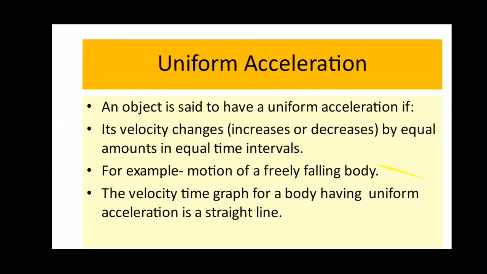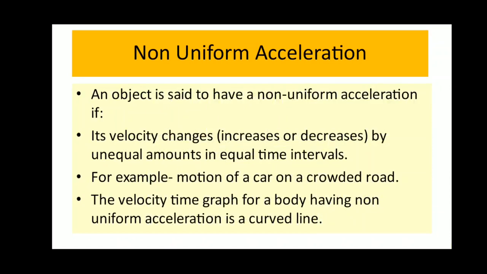Now talking about non-uniform acceleration. An object is said to have a non-uniform acceleration if its velocity changes, that is increases or decreases, by unequal amounts in equal intervals of time. For example, motion of a car on a crowded road. The speed or velocity of a car running on a crowded city road changes continuously. At one moment, the velocity of the car increases, whereas at another moment it decreases. So, the movement of a car on a crowded city road is an example of non-uniform acceleration.